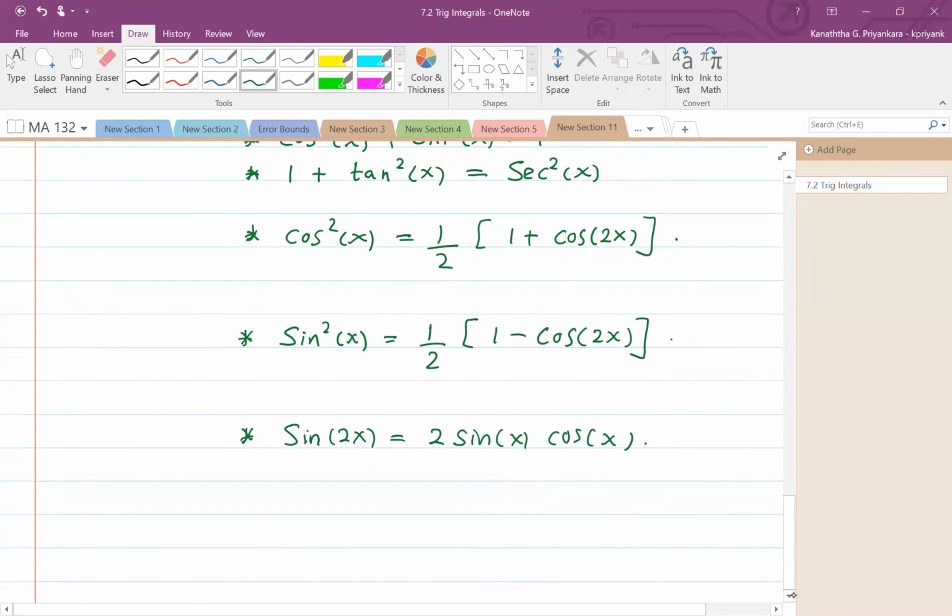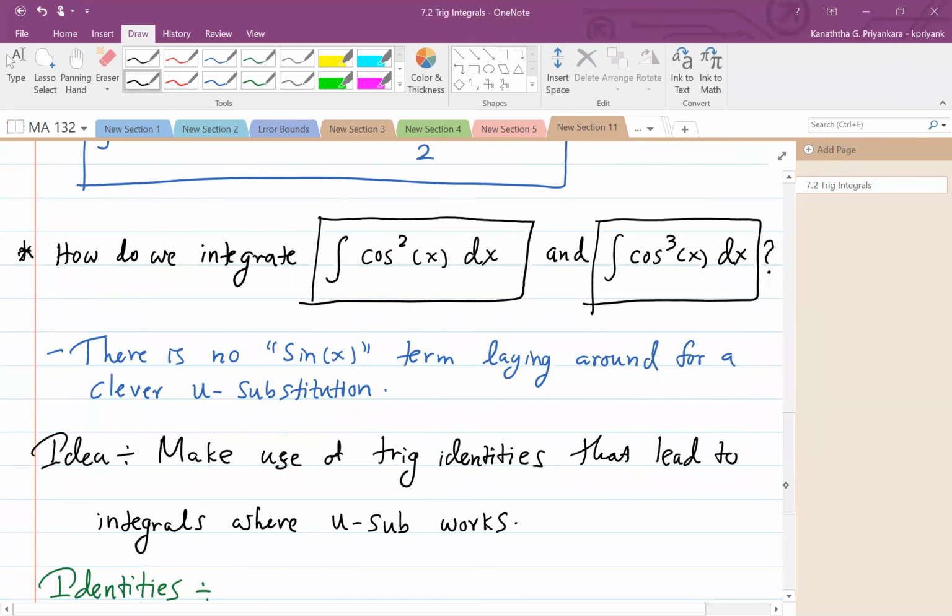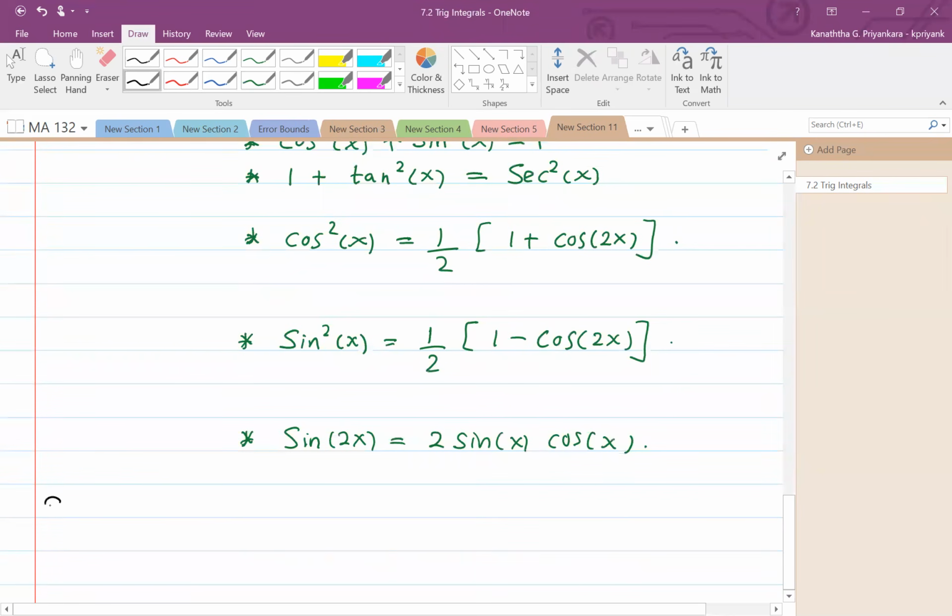So you can use any of these identities to simplify your given integral. So let's consider the first integral that we want, the integral of cosine squared x dx. Example: evaluate the integral of cosine squared x dx. I'm going to use this identity, 1/2 times 1 plus cosine 2x.